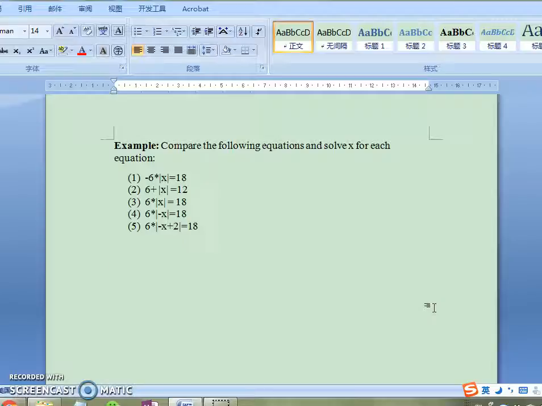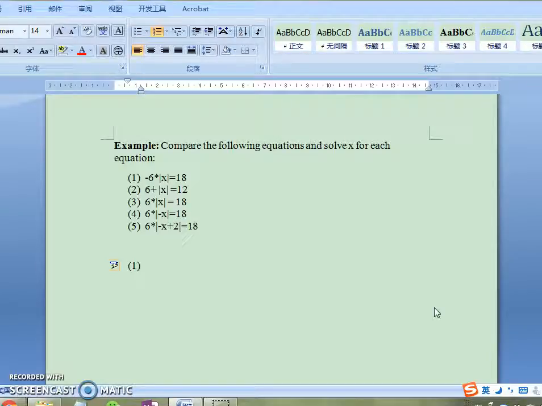I give you 5 equations, and ask you to solve for x. If you observe these 5 equations, they're so similar but slightly different. So only when we understand why math works the way it works, we understand what operations we should do, and then we couldn't get confused if we saw some similar problems, right? Okay, let's look at these examples one by one.